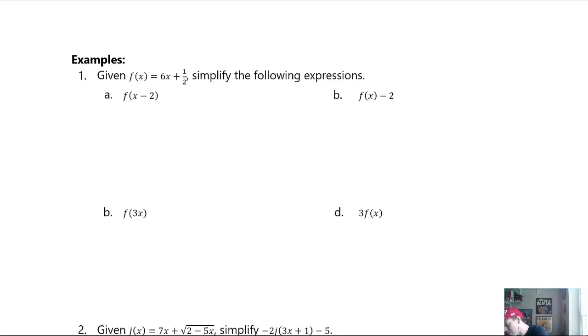Hi everybody, this is Noah, and in this video we're going to change topics a little bit. We're going to move on to basic function operations. What that means is we are given a function with a symbolic description generally, and we could do this in other forms as well, but we're going to just stick with symbolic forms today.